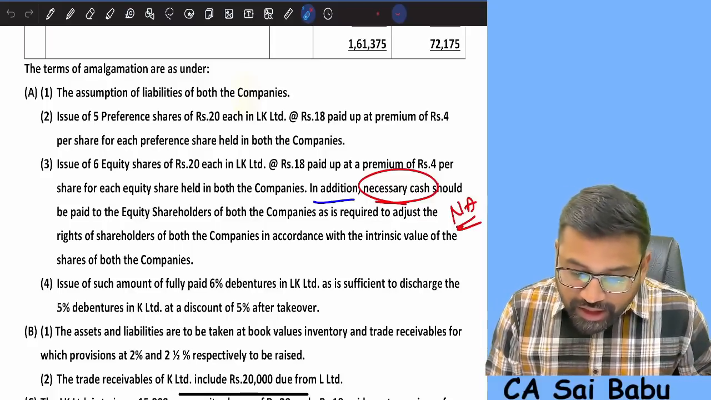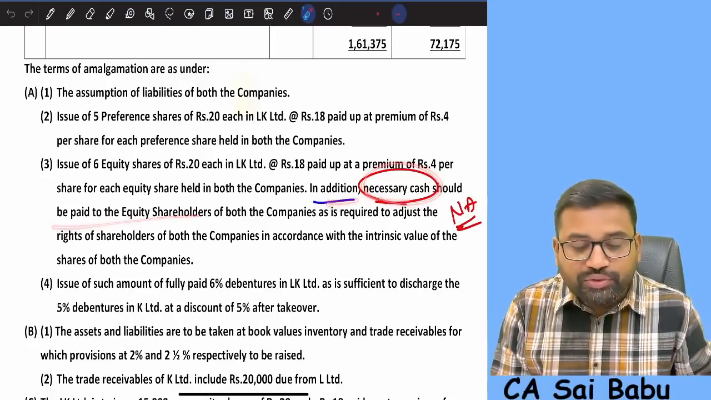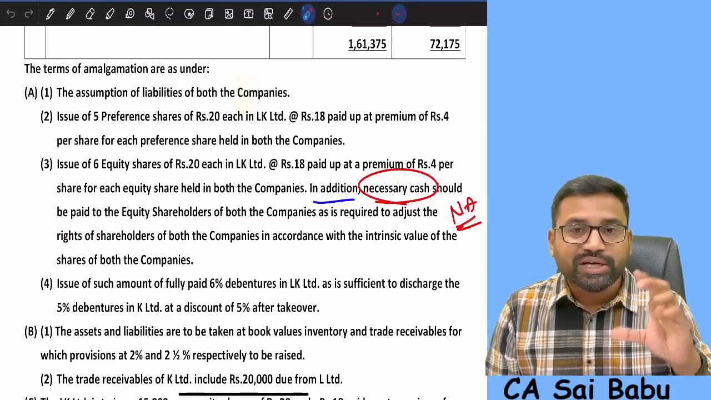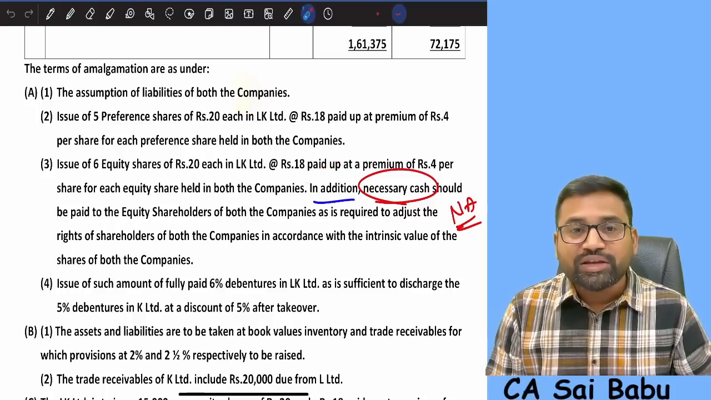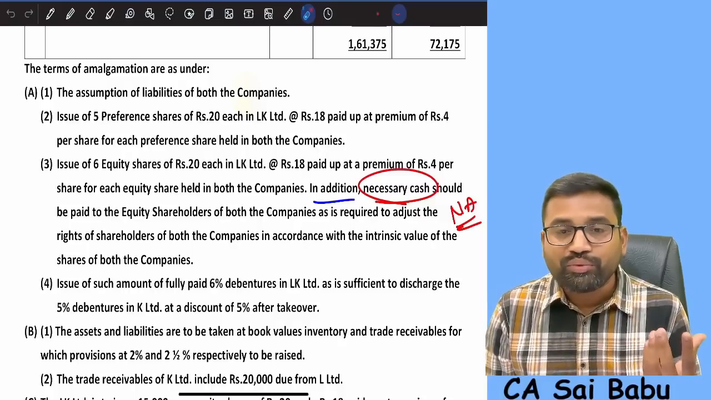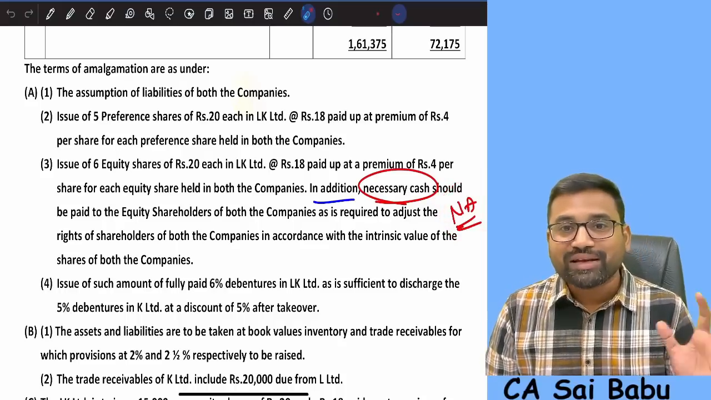But in addition, they have used one phrase. In addition, necessary cash would be paid to the equity shareholders of both the companies. LK Limited said to the K Limited and L Limited equity shareholders that you are going to get equity shares. Along with the equity shares, necessary cash will also be paid. But what is necessary cash here? We don't know. We are unable to quantify. So here also, we need to follow the net assets method to calculate the PC.